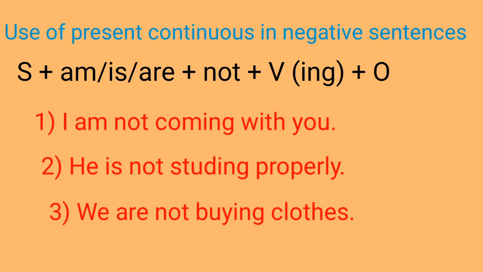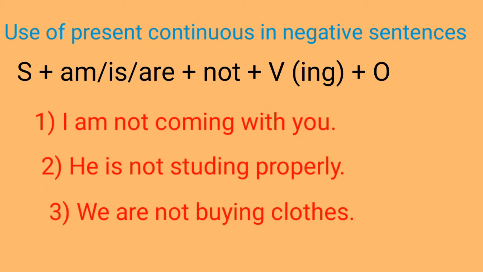We are not buying. What are we not buying? So the answer gets clothes. That's why the third example has an object. But in the first example, I am not coming. What not coming? Whom not coming? So we do not get the proper answer as with you. That's why with you is not the object in the first example.